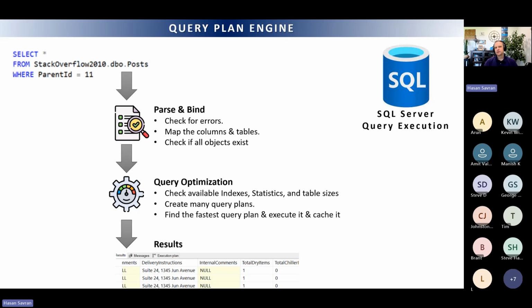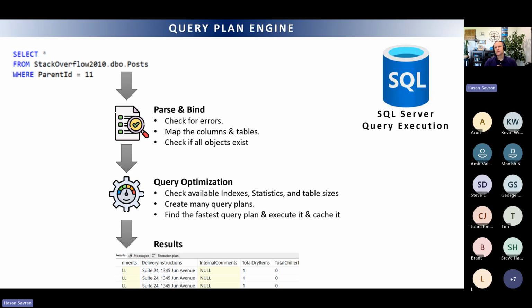Well, the first thing SQL Server is going to do is look at the parse and bind section, which is going to check your select statement to see if everything is correct. Do we have all the tables in the SQL Server? Do we have all the columns? Are we good to move to the next step? If it passes that, the next step is query optimization, which is probably the most complex part of SQL Server.